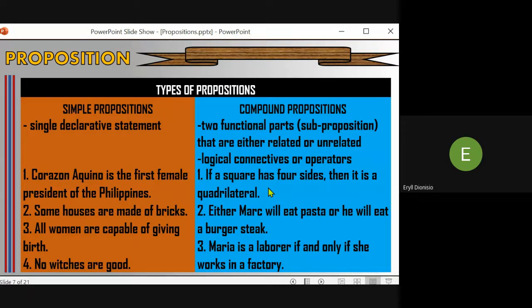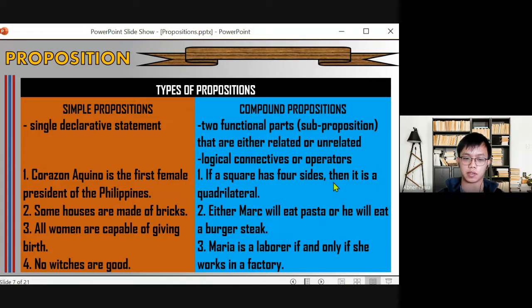If a square has 4 sides, then it is a quadrilateral. Okay, so that is an example of compound propositions. The logical connective or operator that is used here is if-then. If you observe, it contains two simple propositions, so we can separate this into two simple propositions. The first proposition is a square has four sides, and the other one is a square is a quadrilateral.